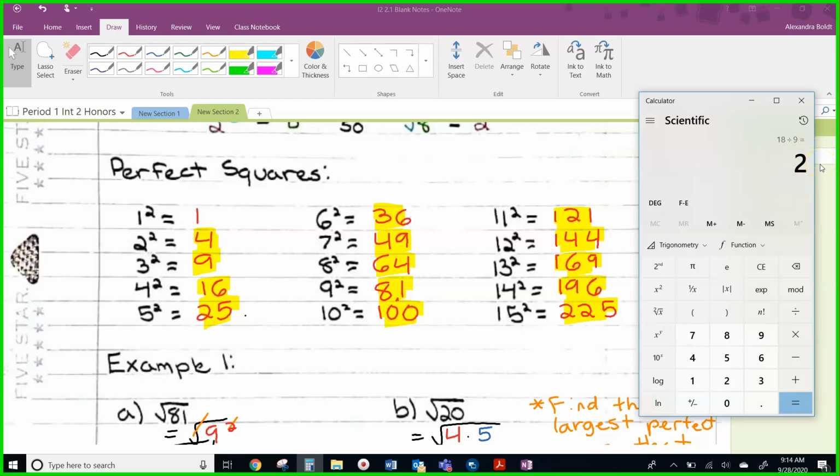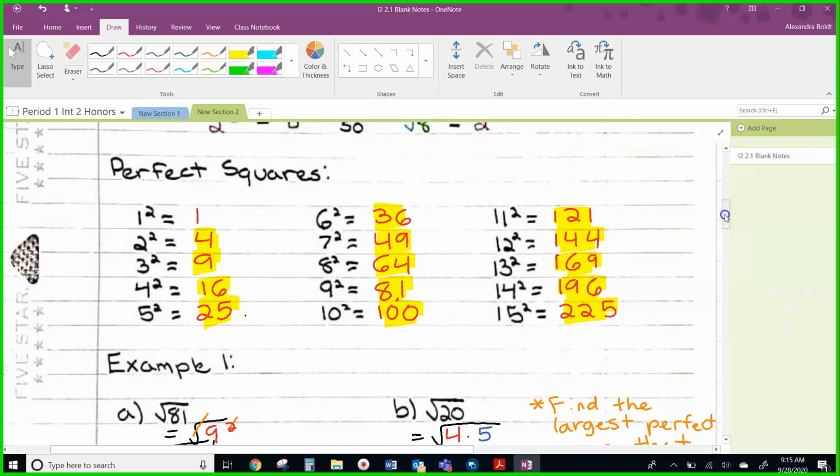Okay? So this whole process of finding your perfect square is a little bit guess and check, right? And as we keep doing things where we have to simplify radicals, you'll start seeing them easier, right? You might not have to start dividing by every number. You'll know, oh, it's going to be one of these. But you can divide by everything till you find the one that works.